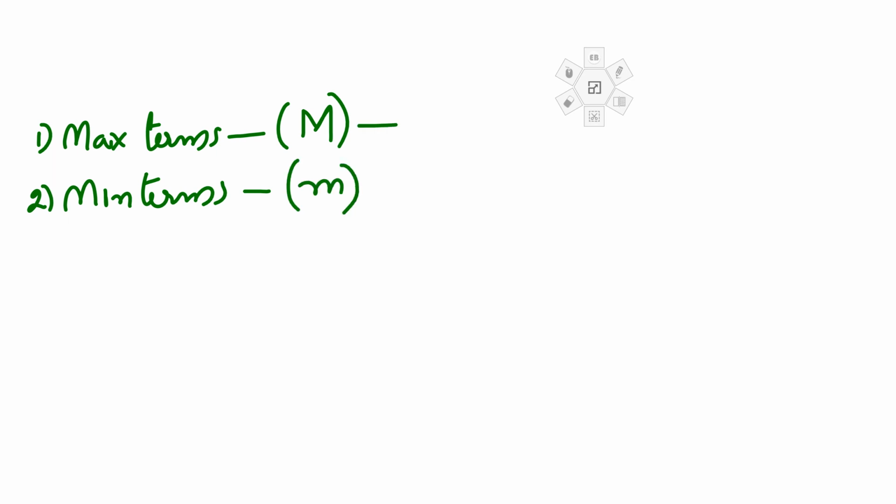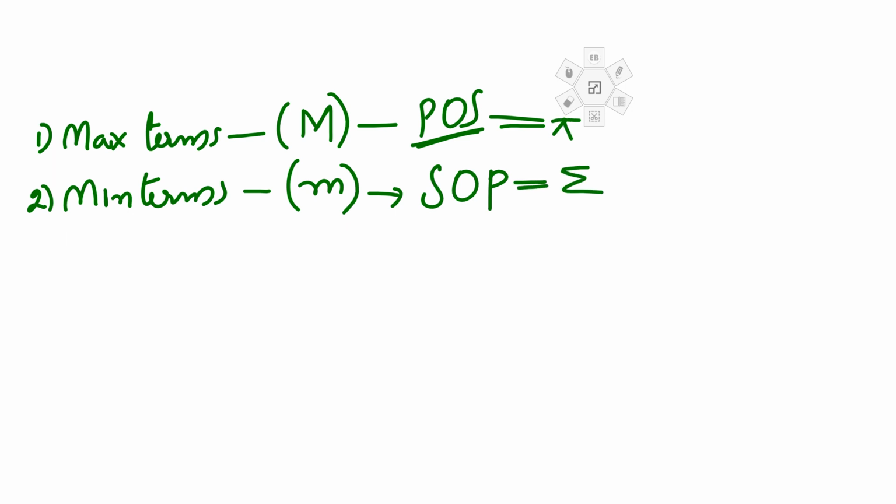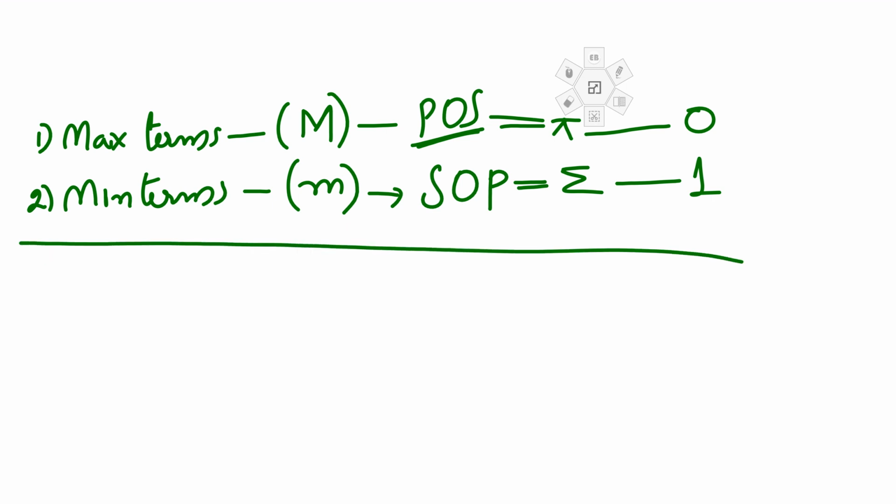This is also called product of sums, and here we are calling it sum of products. This will be represented by using pi notation, and here we are using sigma notation. So we are focusing on zeros here, and on ones here. These points you have to remember. By taking these into consideration, we will be solving some problems.